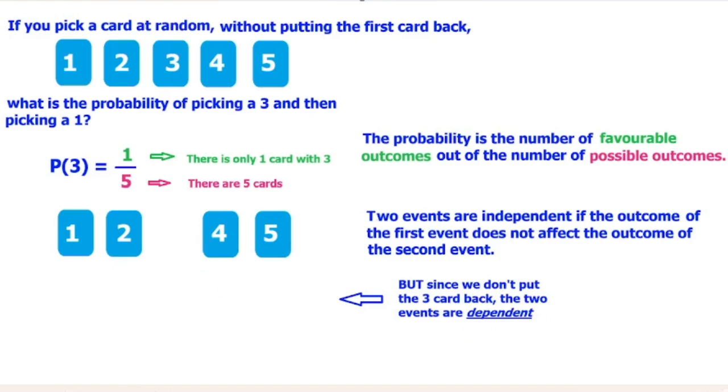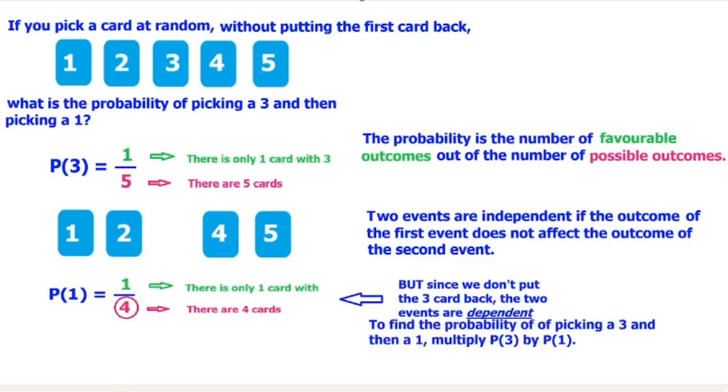So now the probability of picking a 1 now is 1 out of 4. There are 4 cards left. And the 1 card, there's only one of them. So that's why there's a 1 in the numerator.